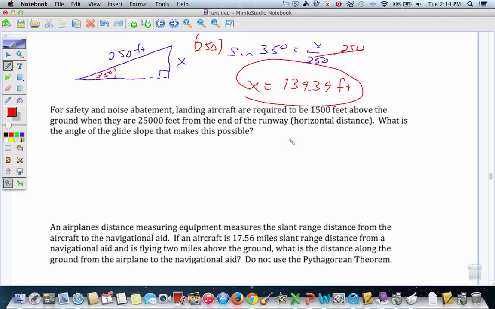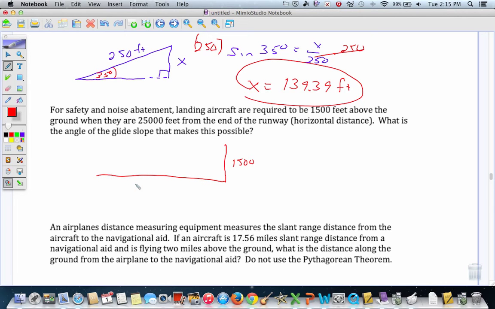For safety and noise abatement, landing aircraft are required to be 1,500 feet above the ground. They are 25,000 feet from the end of the runway, a horizontal distance. What is the angle of the glide slope that makes this possible? Well, let's go back piece by piece. The aircraft are required to be 1,500 feet above the ground. So 1,500 feet is a vertical distance above the ground.